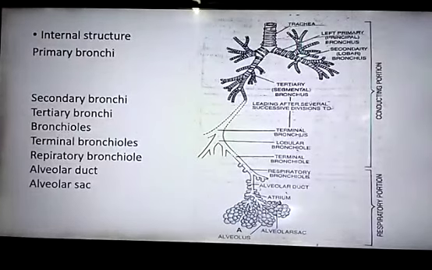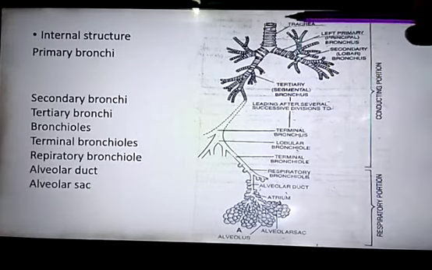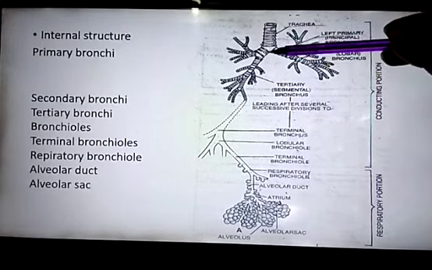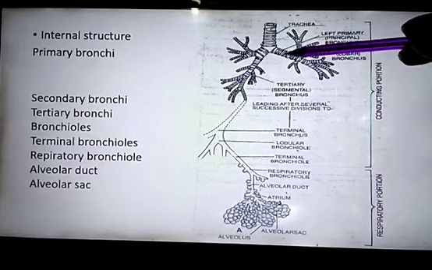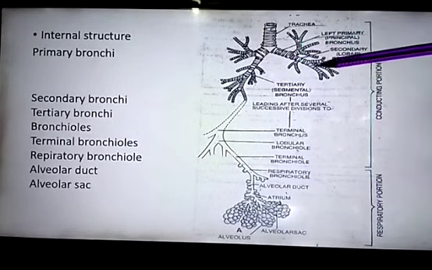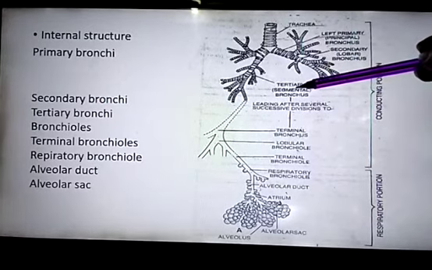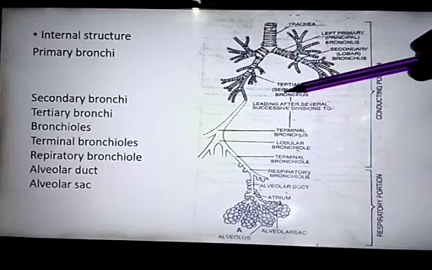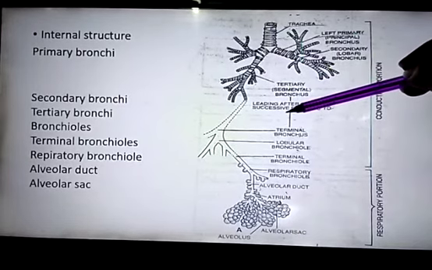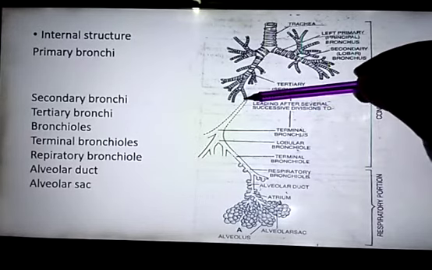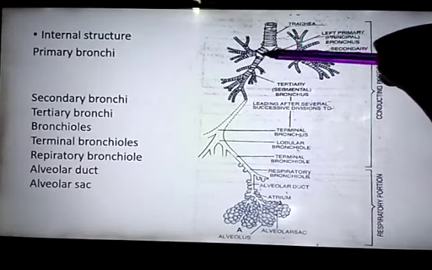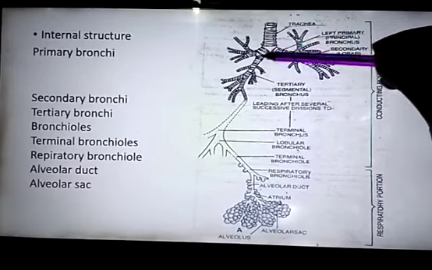Next is the internal structure of the lungs. As we have already done, the trachea divides into two primary bronchi, and these primary bronchi enter into the lung, which divide to form secondary bronchi, then tertiary bronchi. Tertiary bronchi then subdivide into initial small branches called initial bronchiole. Up to initial bronchiole, all are supported by the cartilage rings.